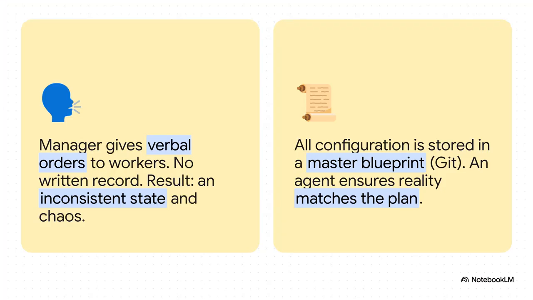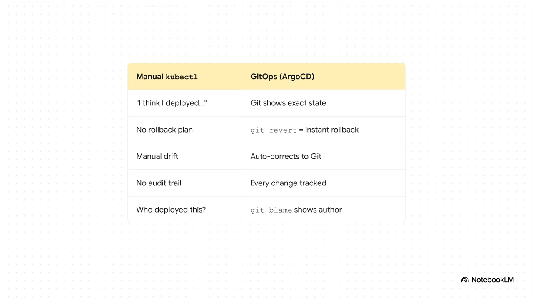Think about it. The old way, that's like a foreman on a construction site just yelling out random orders. Hey, put a wall there. Now wait, move it. It's total chaos. Things get missed, and nobody really knows the full plan. But the new way, the GitOps way, that's like having this incredibly detailed master blueprint. Every single change is recorded on it, and the only job is to make sure the building perfectly matches that plan.